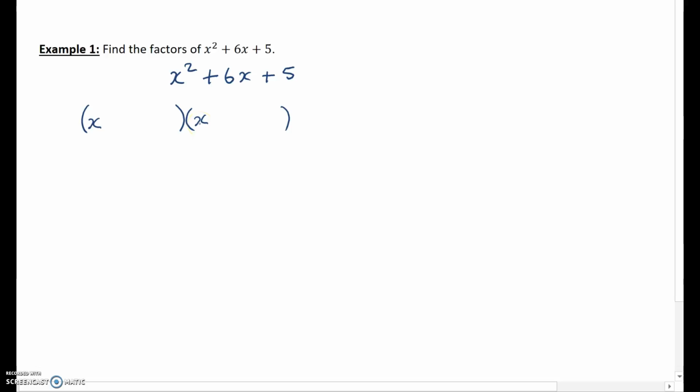Now what we want to do is write out the factors of the last number. So we're going to look for the factors of 5. In this case, it's pretty straightforward because 5 only has the factors 1 times 5. In the next step, we're going to pick a pair of factors that adds up, because this one is a plus. That means we want our factors to add to get 6.